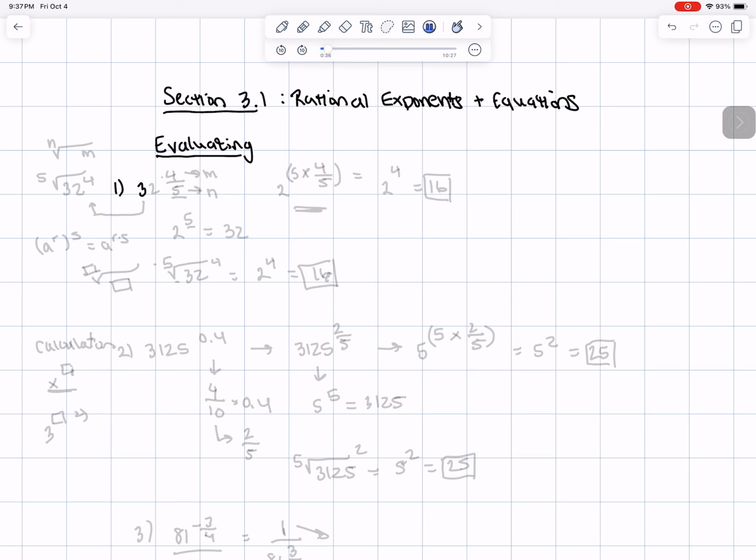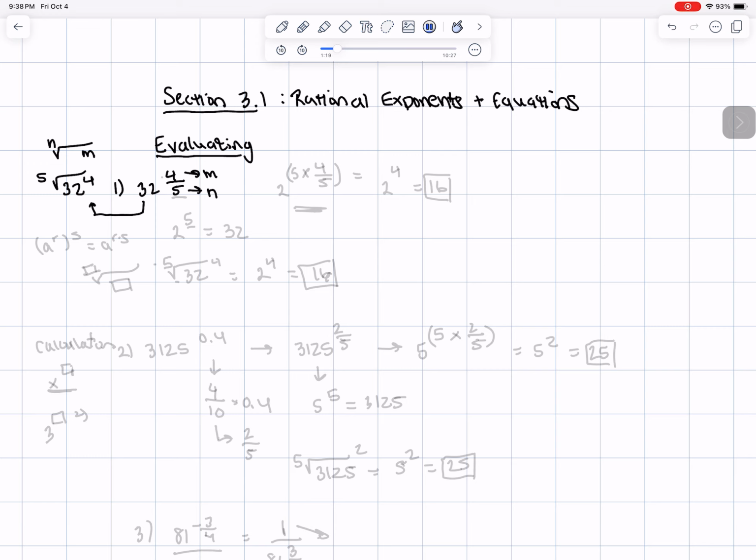So 32 to the 4 over 5 is going to be my first one. I'm going to label my N and my M. My N is always the bottom number and my M is always the top number. If I write it in radical form, it's going to be the 5th root of 32, to the 4. An easy way to do this is to use your calculator, but I want to show how to break it down by showing the work.